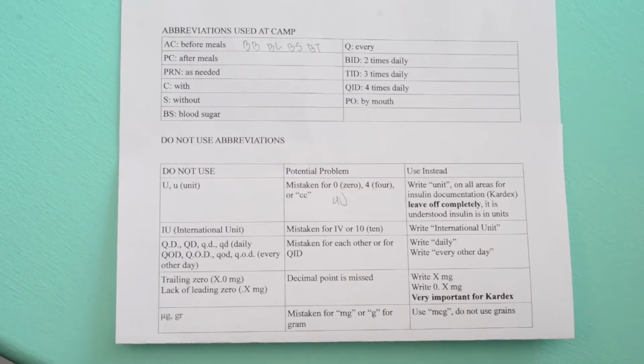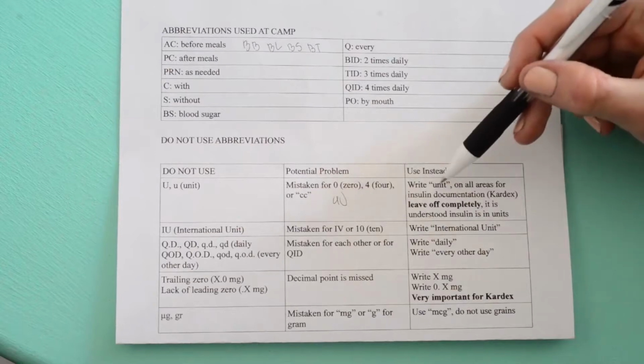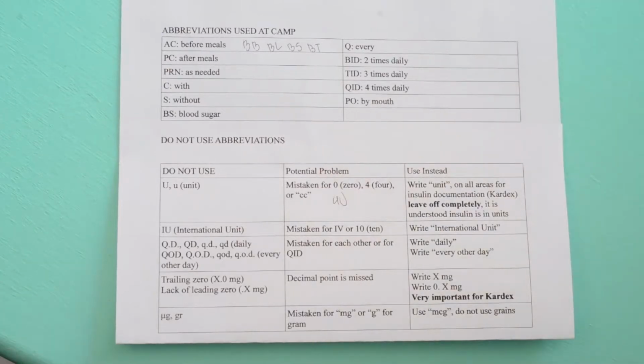We don't use unit, we just put the numbers because all the places that it's documented, it is understood that insulin is dosed in units. Alternatively, if you ever feel like you want to write and make it clear that it was given, you can write unit all full out the entire word, but never just U. Same thing for IU for international units, can be mistaken for many things, so if you ever need to write it, write out the full international unit.